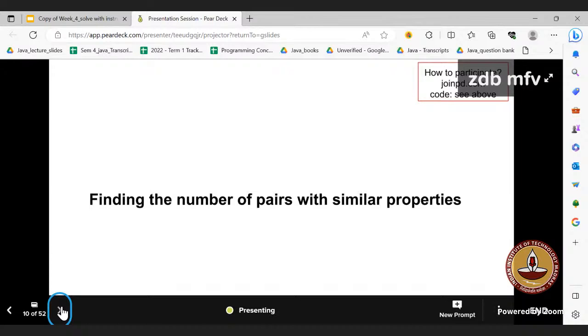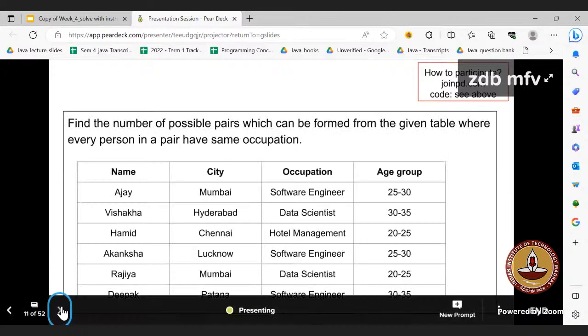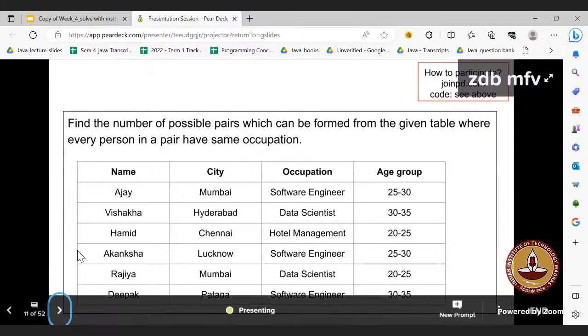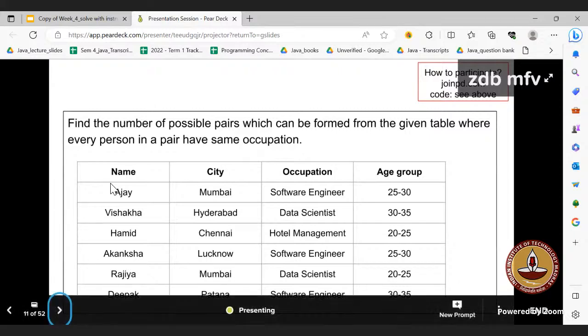So finding pairs with similar properties, that's what we are checking in the fourth unit, week. How to find the pairs? In order to find the number of pairs that can be formed from the given table, how to find the pairs of students who have the same scores?